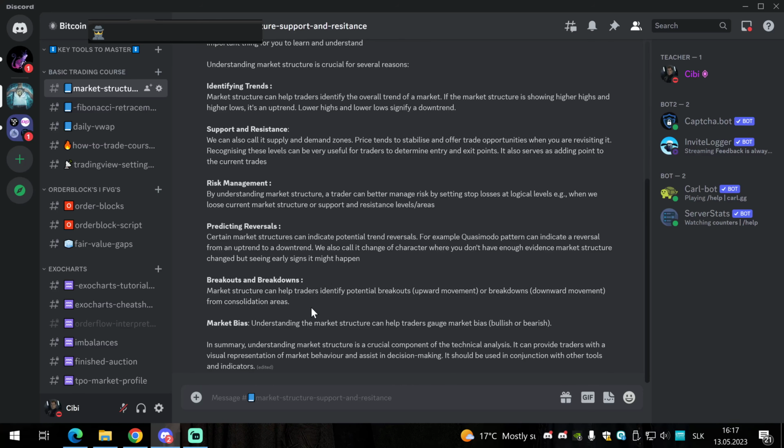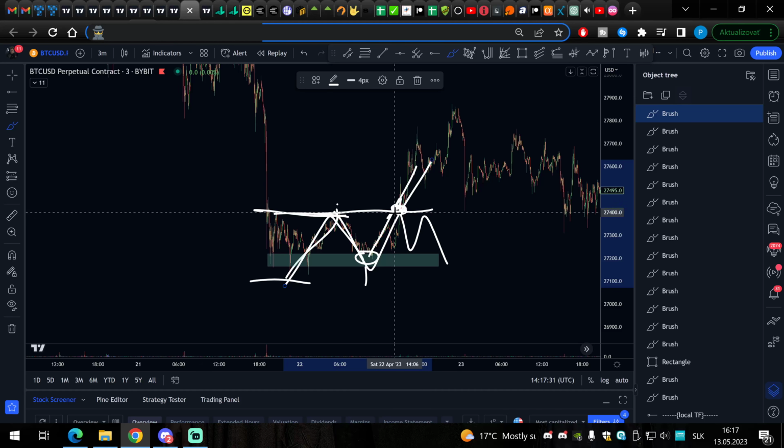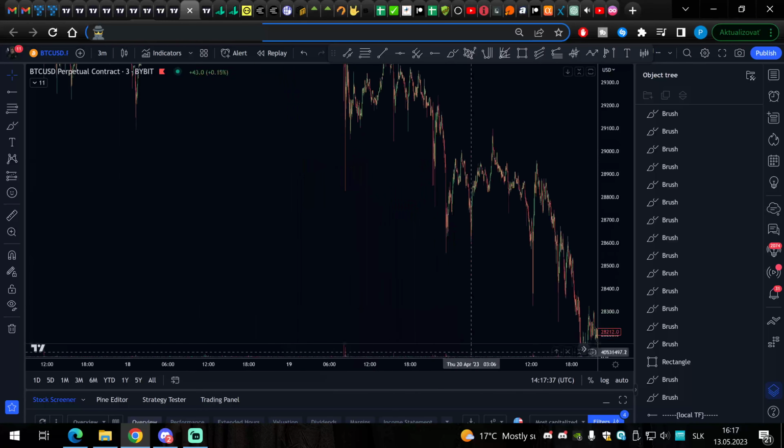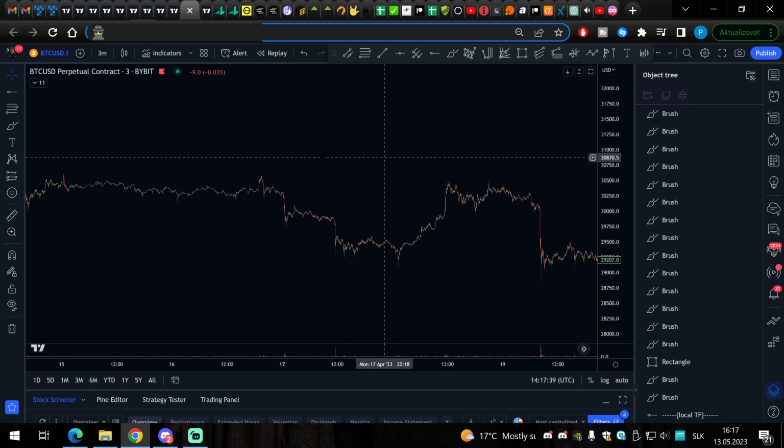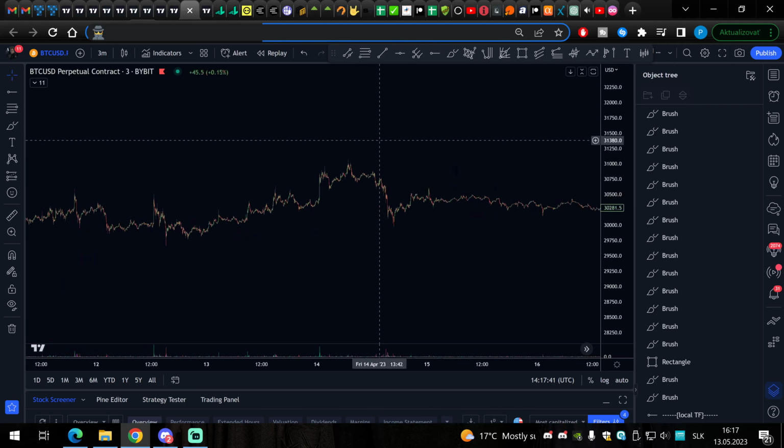And predictions: breakouts and breakdowns. Market structure can help traders identify potential breakouts, upward movement, or breakdowns. I just showed you the breakout, when you are confirming the new trend is born, and this is the example over here. Let's go for an example here.